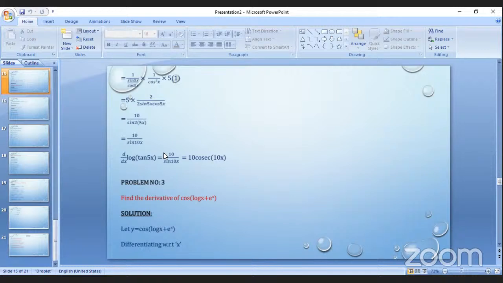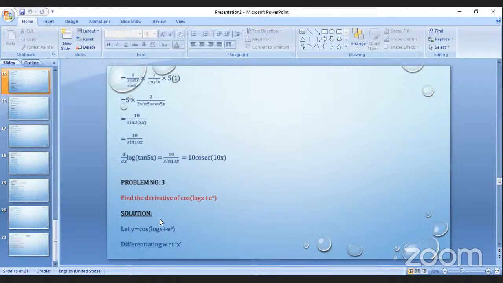Problem number 3. Find the derivative of cos of log x plus e power x.